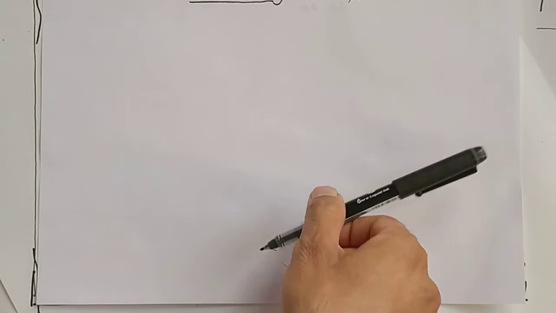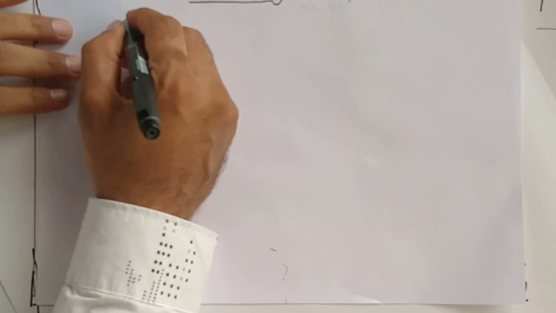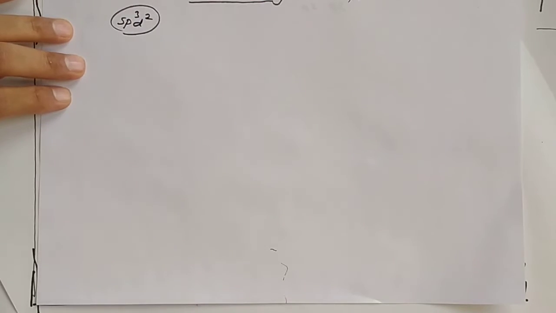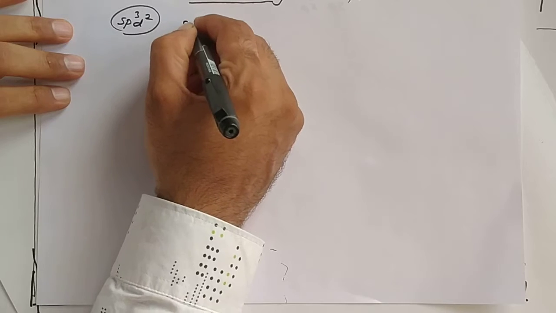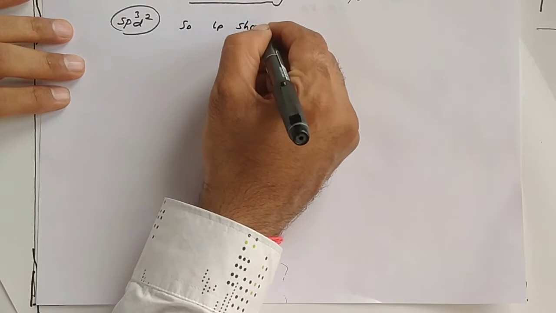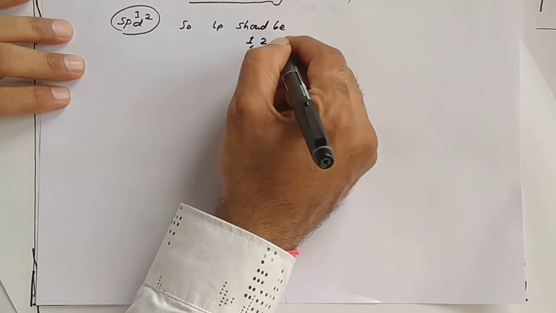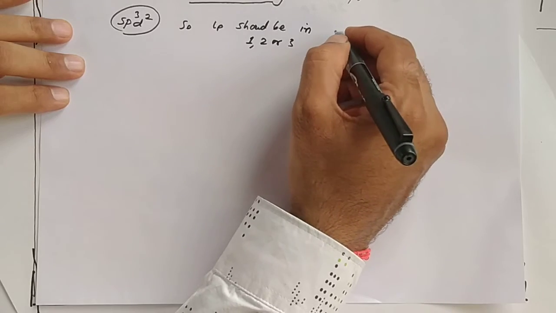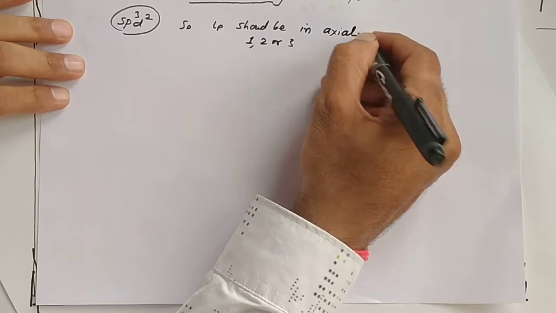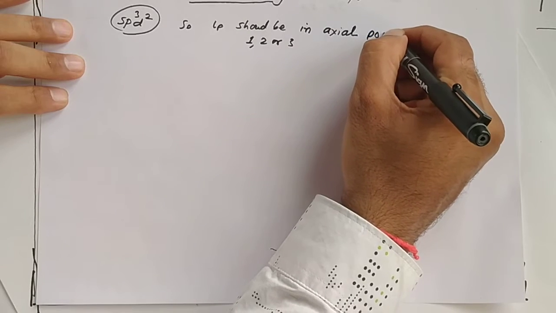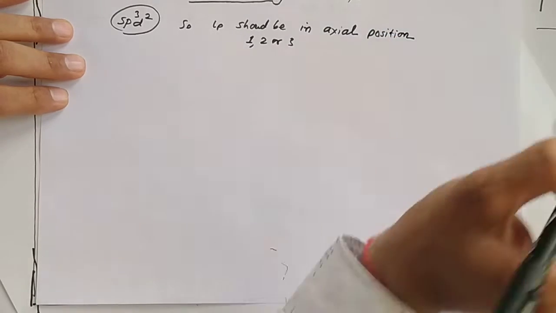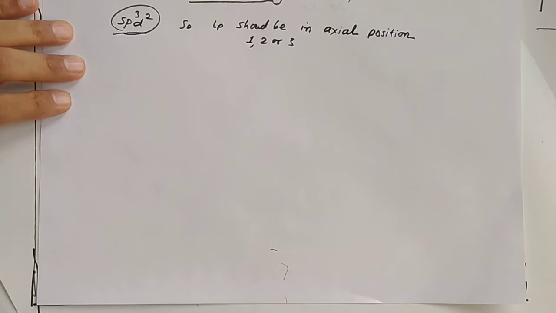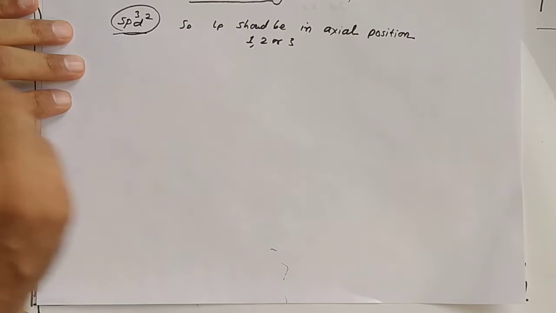So whenever sp3d2 hybridization occurs, should the lone pair, 1, 2 or 3, be in the axial position? Yes, it should be. sp3d2 means the total number of hybrid orbitals is 6.